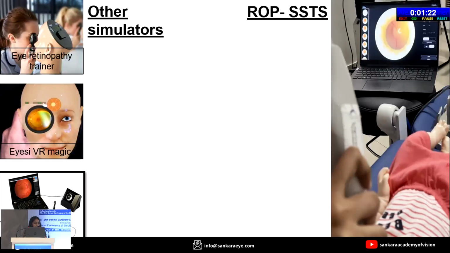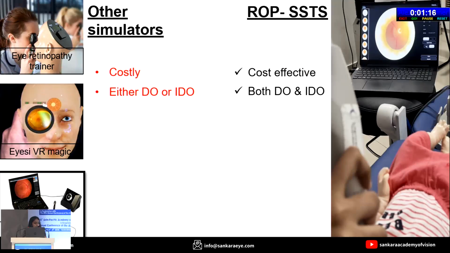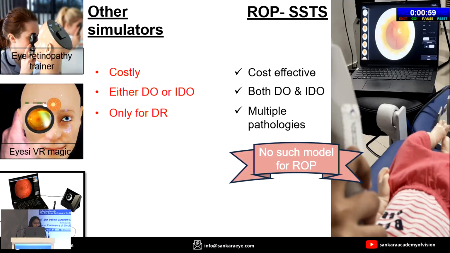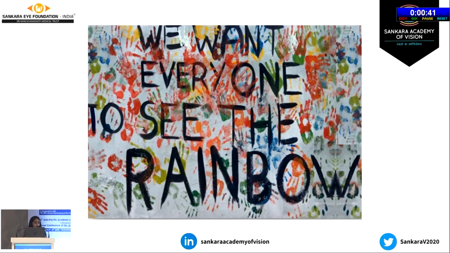In contrast to other available simulators, which burn a hole in the pocket, can be used either for direct or indirect ophthalmoscopy, and can be used only for particular pathologies like diabetic retinopathy, our model is cost effective, can be used for both direct and indirect ophthalmoscopy training, and can be used for multiple pathologies. To the best of our knowledge, there is no such model for ROP photography screening training. Considering the design related aspects, the imaging in our model is not wide field, but that is one aspect which is under consideration. Thank you for your patient listening.